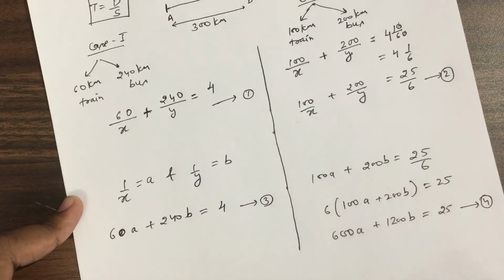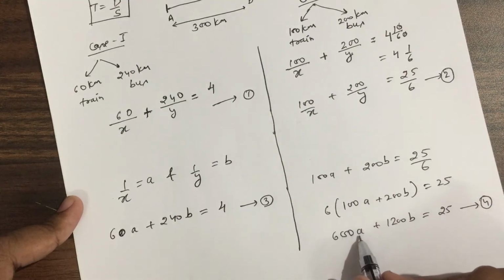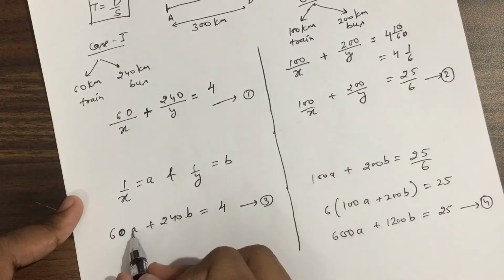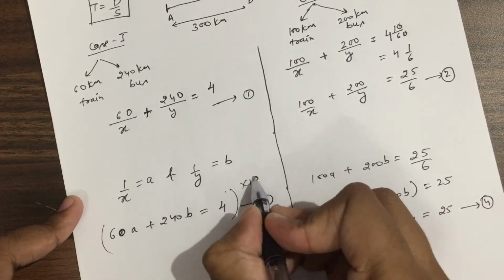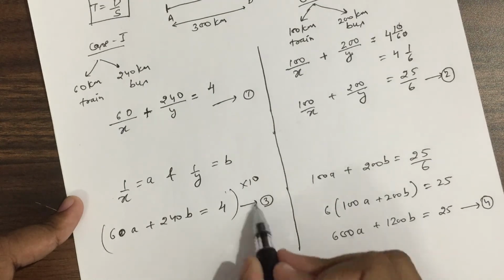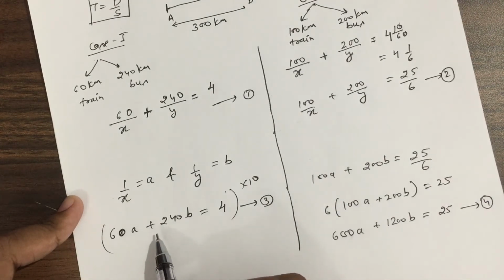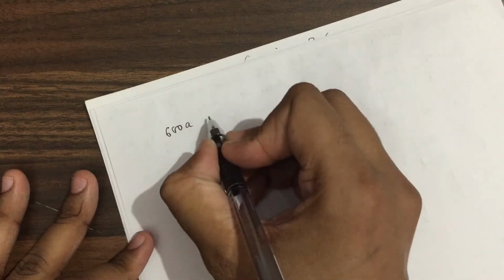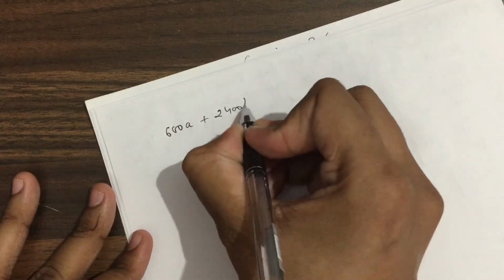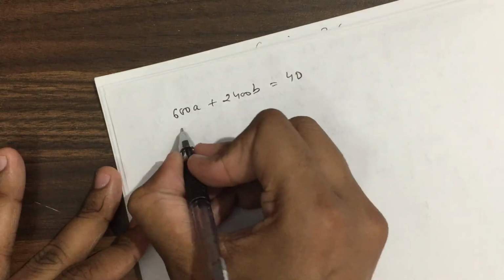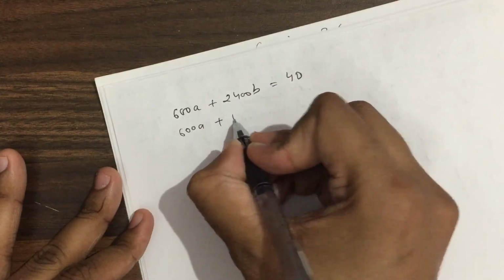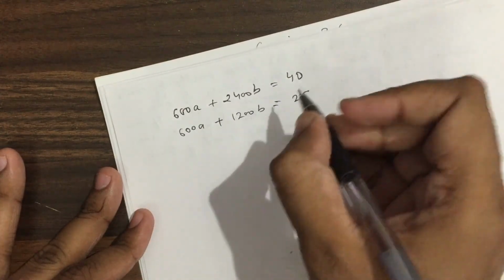Now let us make coefficient of a equal. Here coefficient of a is 600. Here it is 60. So multiply this equation with 10. ठीक है. So and keep it as it is. So on multiplying equation 3 with 10, this will become 600a plus 2400b equal to 40 and write equation 4 as it is, 600a plus 1200b equal to 25.